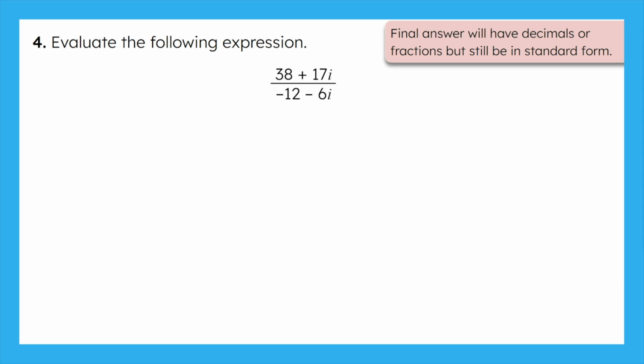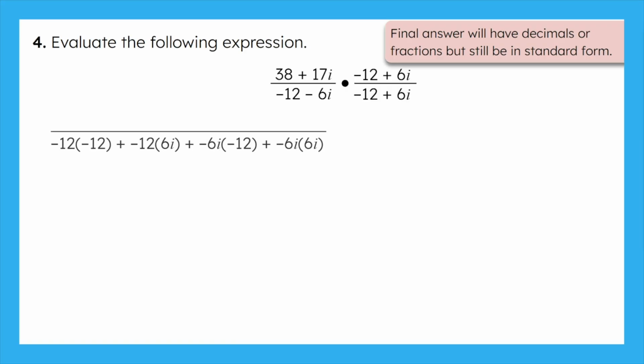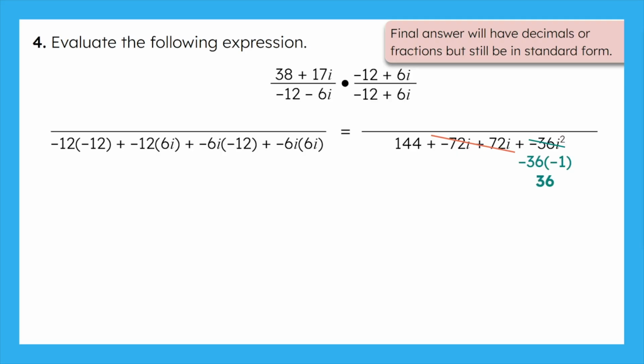Our first step is to identify the conjugate of the denominator, which is negative 12 plus 6i. We're creating an equivalent fraction, so we multiply both the numerator and denominator by the conjugate. Starting with multiplying the denominators, the negative 72i and positive 72i cancel each other out, and negative 36i squared simplifies to positive 36. This leaves us with 144 plus 36, which equals 180.